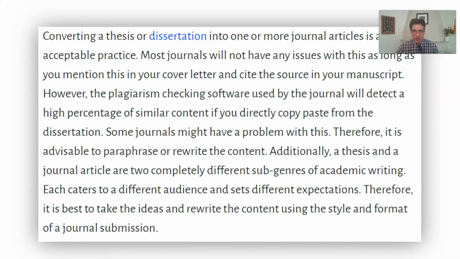However, the plagiarism checking software used by the journal will detect a high percentage of similar content if you directly copy paste from the dissertation. Some journals might have a problem with this. Therefore, it is advisable to paraphrase or rewrite the content.